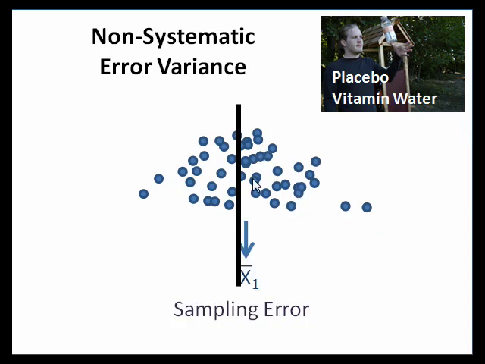We will then calculate the average for our control group. Notice that the average for our control group is not the exact same as the average for the entire population. This difference between the two is referred to as sampling error.